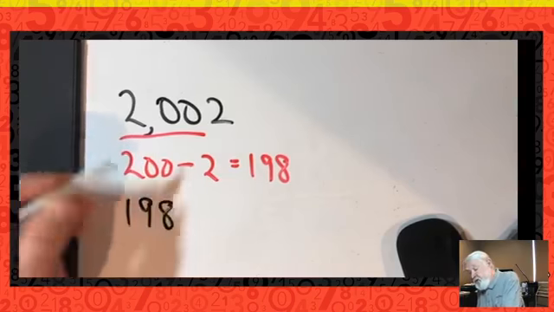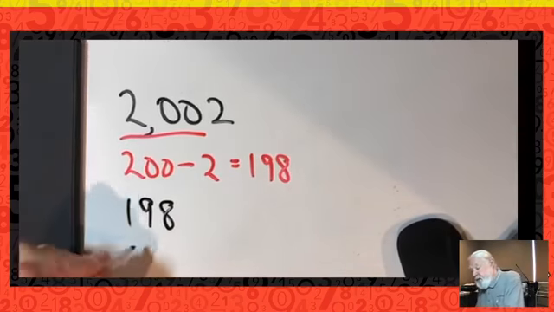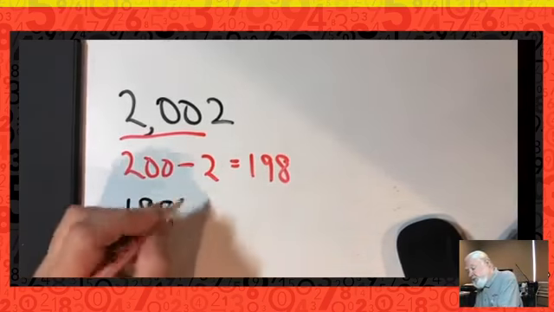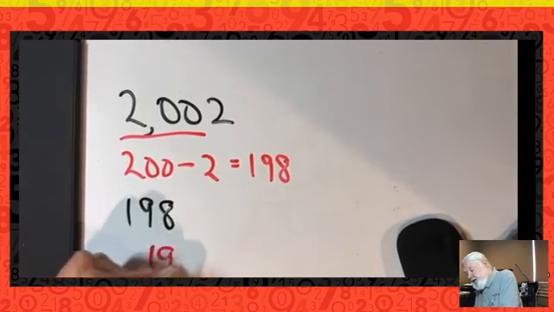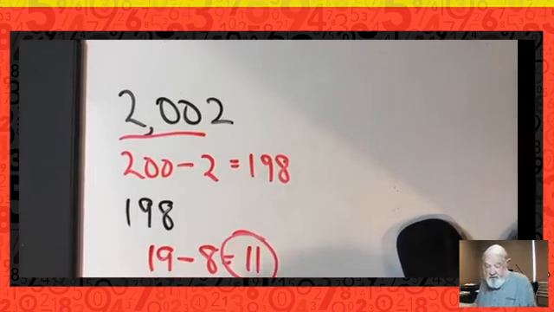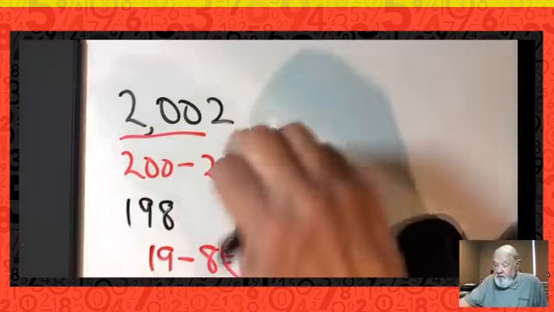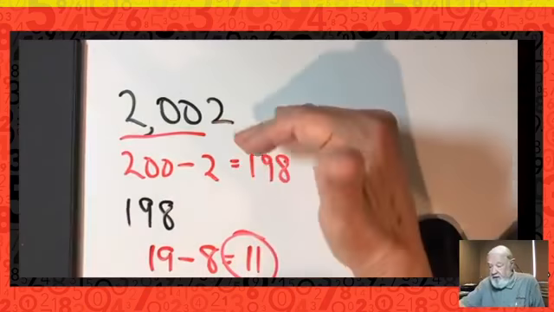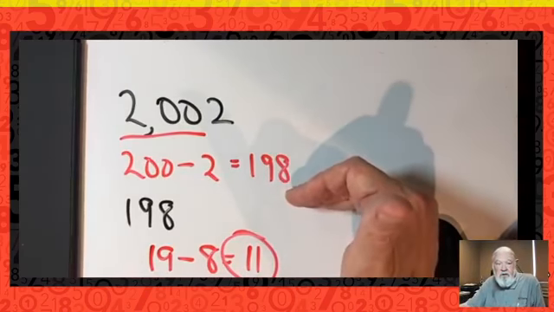With 198, we can take the 19 minus 8, which is 11. 11 is divisible by 11, so 11 goes into 2002. Again, if we're not sure when we get an answer, take the same procedure and do it again.